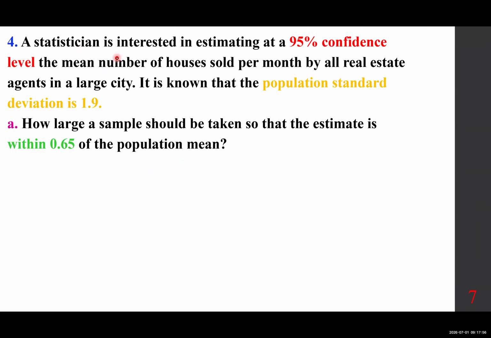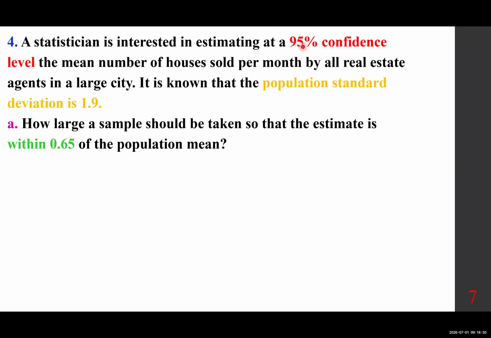A statistician is interested in estimating at a 95% confidence level the mean number of houses sold per month by all real estate agents in a large city. It is known that the population standard deviation is 1.9. How large a sample should be taken so that the estimate is within 0.65 of the population mean? First and foremost, this is an application problem, a word problem. So what is given symbolically?